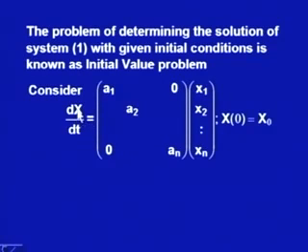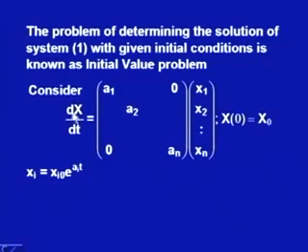So, let us consider dx by dt is equal to the n by n diagonal matrix with entries a1, a2, an multiplied by the column vector x1, x2, xn, which is nothing but x, together with the initial condition x(0) equal to x0. So, this constitutes an eigenvalue problem, but it is a special case in the sense that the matrix A happens to be a diagonal matrix. That means only diagonal entries are non-zero, rest of the entries are zeros. I am considering this because this is easy to solve. So, let us solve this system.